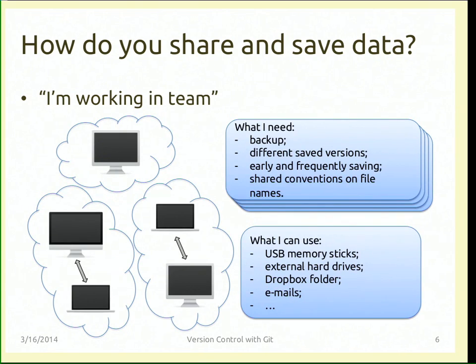A little bit more complex. I work in a team. Here we are three persons, two of them with two computers, but we can imagine also a team of 10 people, 20 people. So for each of them, for each computer, I need to have a very good history, a very good versioning of all my projects. I need backup, I need different saved versions, I need frequent saving, I need conventional names shared between me, my computer, and all the team. So that I send one project to another team member, he can easily collocate that project in time and in the order of operation. So what can I use?